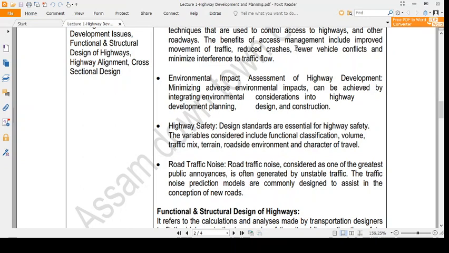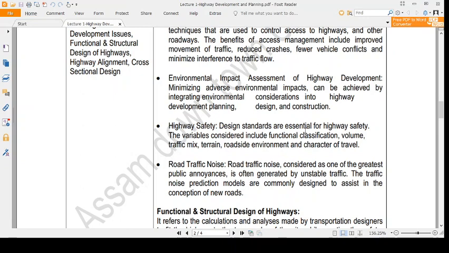Next one is highway safety. Design standards are essential for highway safety, and the variables considered include functional classification, volume, traffic mix, terrain, roadside environment, and character of travel. Based on different terrain and road characteristics, some geometric features of the highways are fixed, like the speed limit of the road, the radius of curvature in a horizontal curve, and the gradient of the road. They are all safety factors.